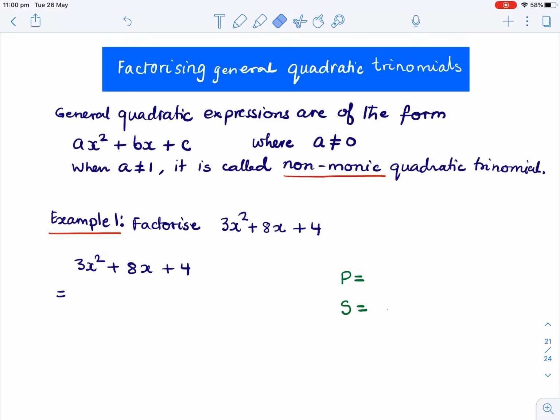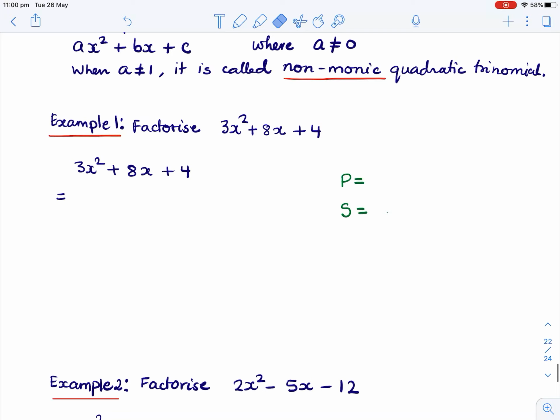We are going to look at factorizing general quadratic trinomials in this video. General quadratic expressions are of the form ax squared plus bx plus c, where a cannot be equal to 0, and when a is not equal to 1, it is called a non-monic quadratic trinomial. Example 1. Factorize 3x squared plus 8x plus 4.